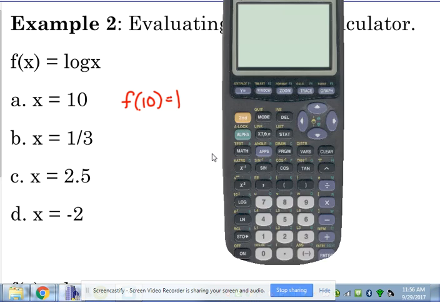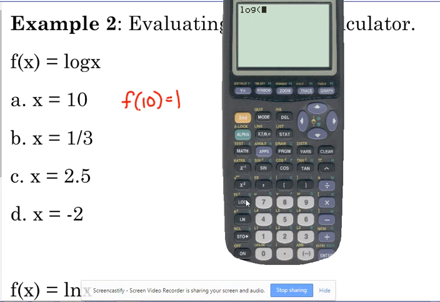But let me show you where the log button is. I think y'all know because you graphed it. The log button on your calculator is beside the 7. So you type in the 10, close the parentheses, and it gives you 1.